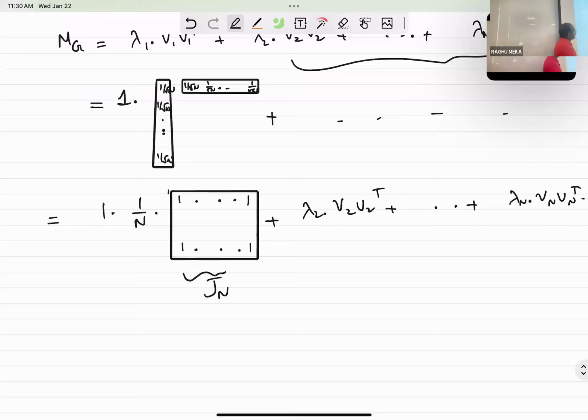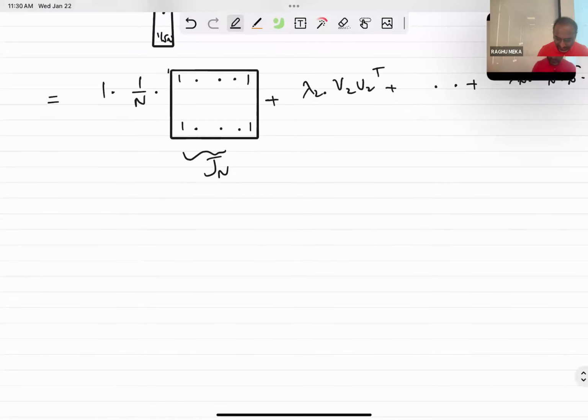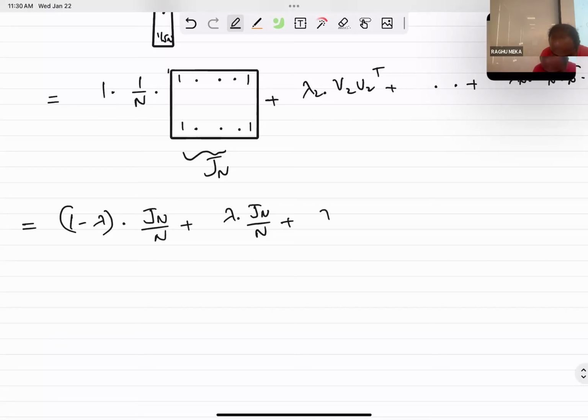Okay. We don't know much about these V2s and V3s and so on. All we know is that all the lambda 2s are at most lambda in magnitude, and the V2s are orthonormal. I can further decompose this as 1 minus lambda times Jn over n plus lambda times Jn over n plus lambda 2 times V2 transpose plus so on.